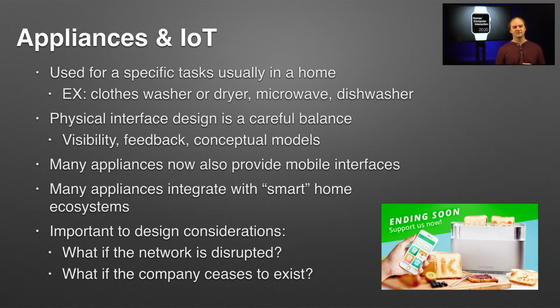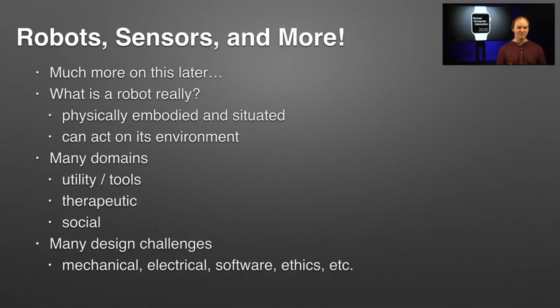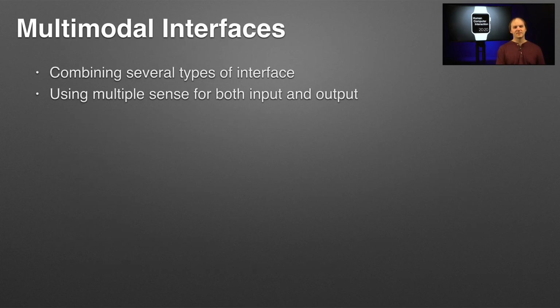Obviously all of these things have interfaces, and we're adding more and more interfaces to them because why not? Important things to think about is, how are these things going to function if they don't have a network connection? What happens when the company that supplies the back end goes bankrupt? What's the failure mode there? So we'll talk more about that in another lecture. We'll also talk about robots quite a bit in a separate lecture, so I'll skip over that.